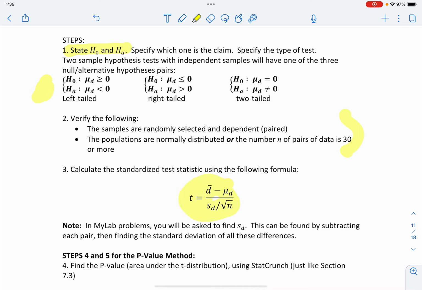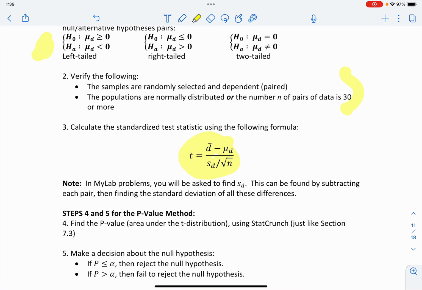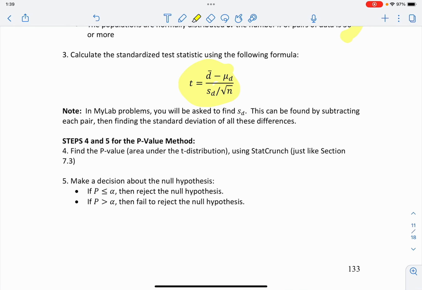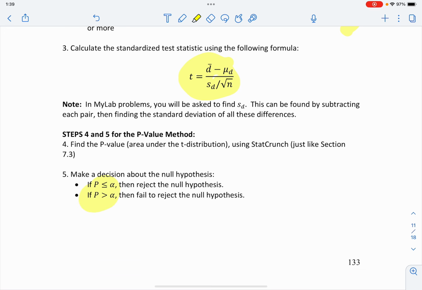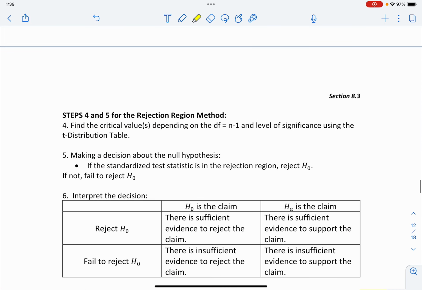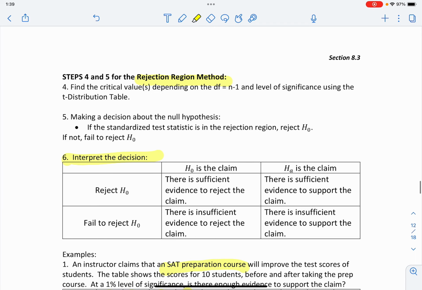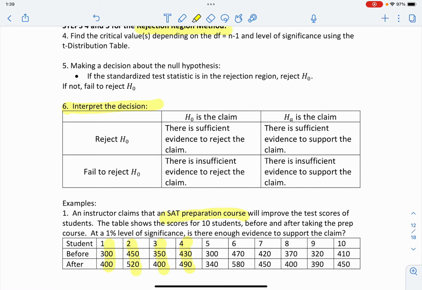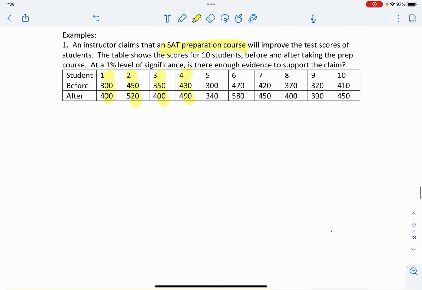Here's our main formula. But that does depend on knowing d bar and s sub d, but really we'll be dealing a lot with raw data in this section. So for that, we'll rely on StatCrunch to make the calculations quicker. And then once you get past step 3, there's nothing new. We've done this a million times. P-value method, same with rejection region method. You're probably tired of seeing that table. So a lot of steps 4, 5, and 6 are nothing new. So let's jump right into this problem and see if we can solve it.